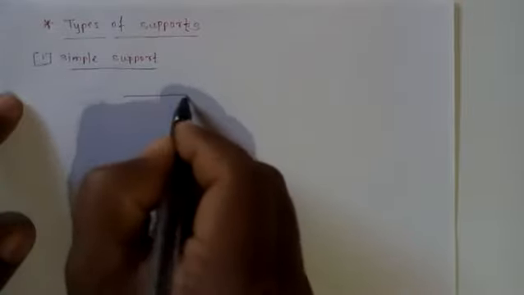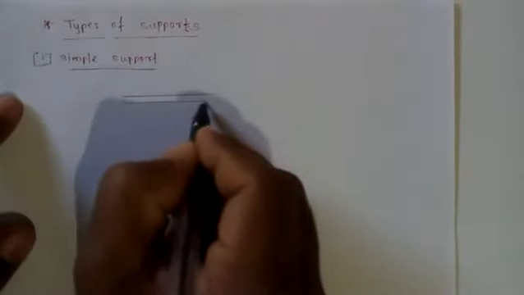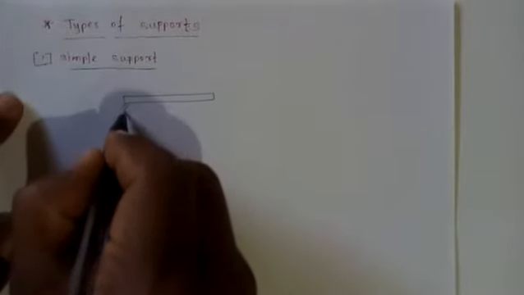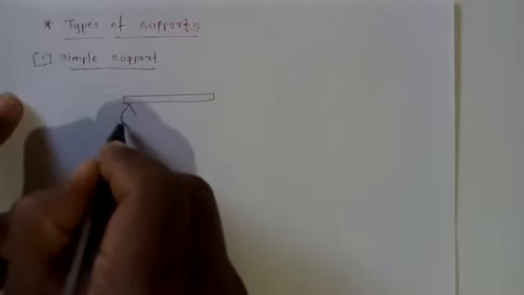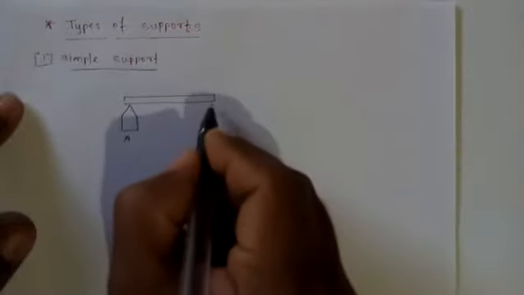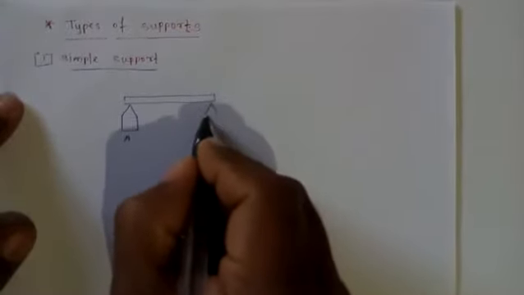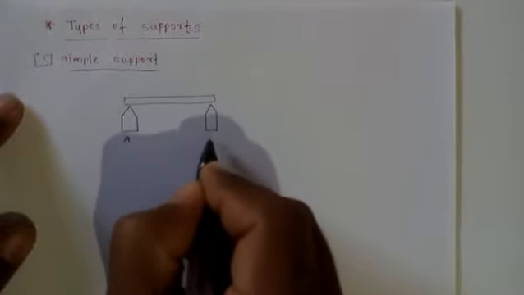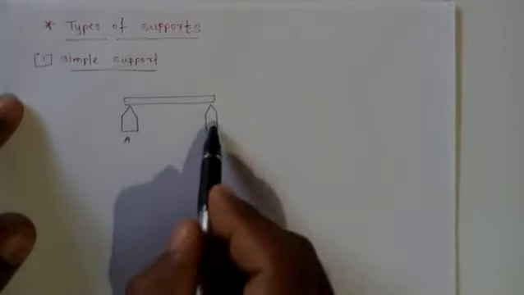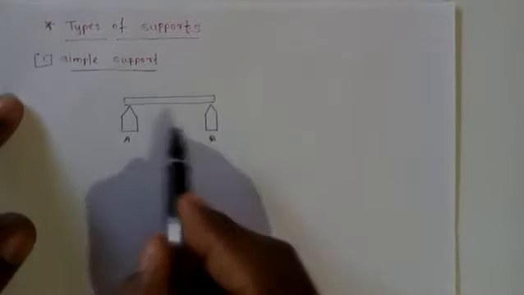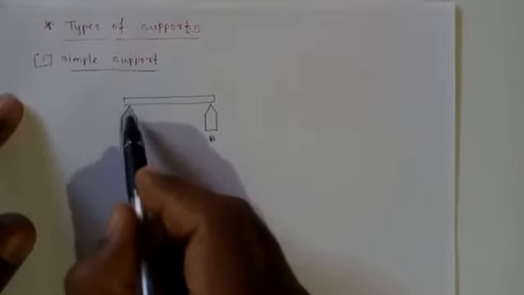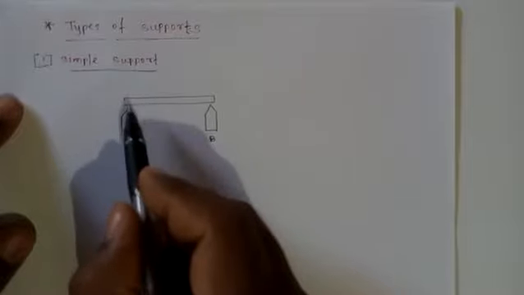Consider one object or beam, a horizontal beam in this way, which is supported at two ends like this. This is support A and this is support B. So you can see here, this is support A and B. These two are the simple supports where there is no connection between the beam and the support. There is no permanent joint between the beam and the support.